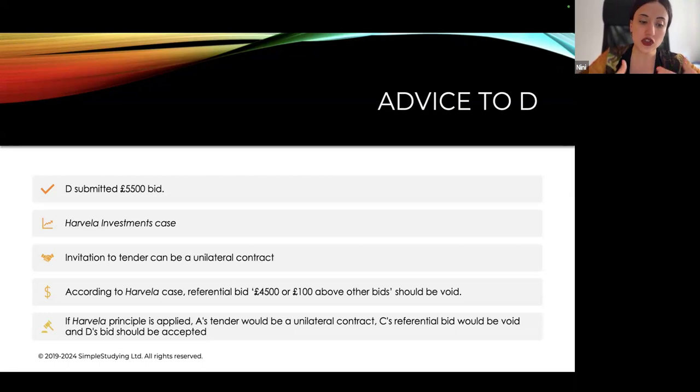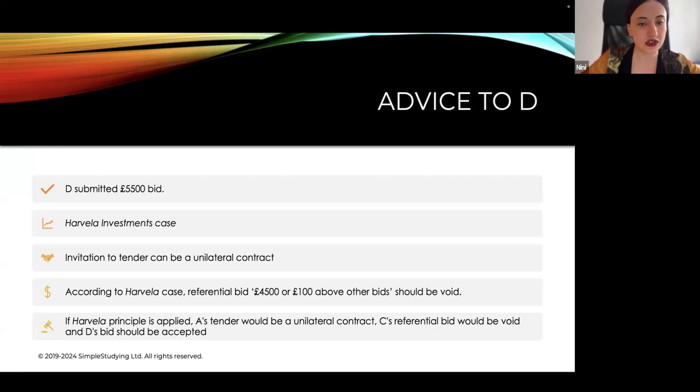So in this case, usually, yes, tenders are invitations to treat, as we saw the cases suggesting that principle. But there is another case called Harvela Investments that is suggesting an opposite outcome. So if you mention both cases and if you explain the law in both situations, you're most likely to get a high grade. Invitation to tender can be a unilateral contract.